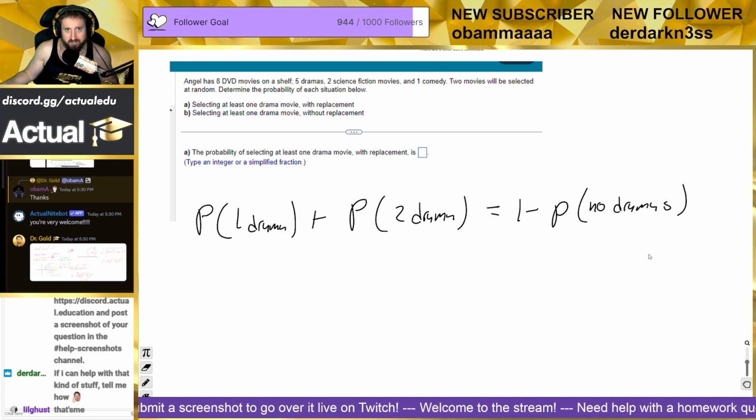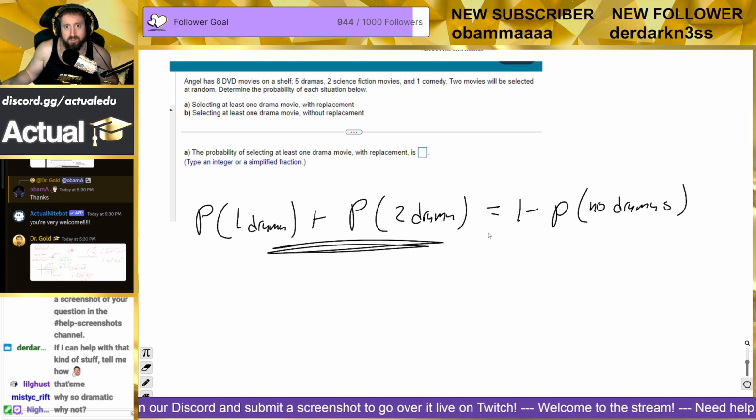They're the same thing. What's up, Logoost? Yeah. So the probability of at least one drama movie is the probability of getting one, plus the probability of getting two when you select two movies. I could also say this is logically equivalent to 1 minus the probability of getting no dramas. Do you see how this is like the complement of this?